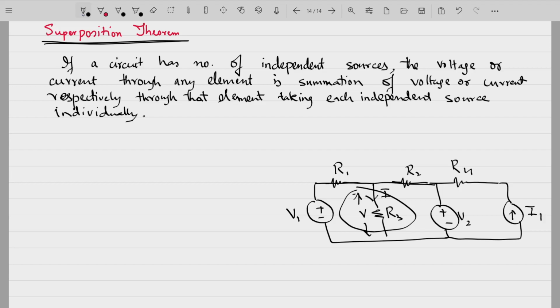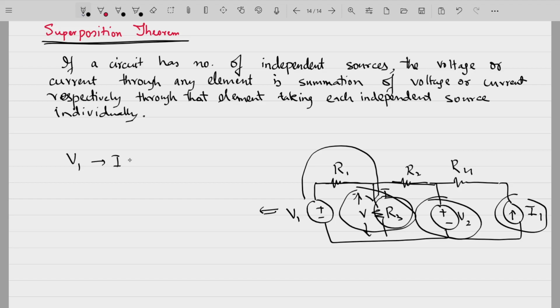So what does the superposition theorem state? What you have to do is take each individual voltage source or current source one at a time and see what will be the contribution of that source through that particular element. Once you find the contribution of each and every independent source, then you sum them up, and you will get the net result. That means you had many voltage sources and current sources; you will simply turn off this voltage source, turn off this current source, and see what will be the contribution of V1 through this resistance R3. Let the contribution of V1 through resistance R3 be I dash.